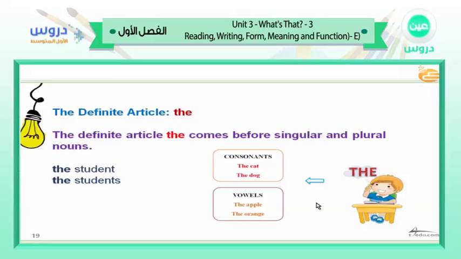Okay, take this note. We have two ways to pronounce the. The first one: if we have a noun whose first letter is a consonant, we say the cat, the dog. If we have a noun whose first letter is a vowel, we pronounce the apple, the orange. Is it clear? Okay, thank you so much for listening.